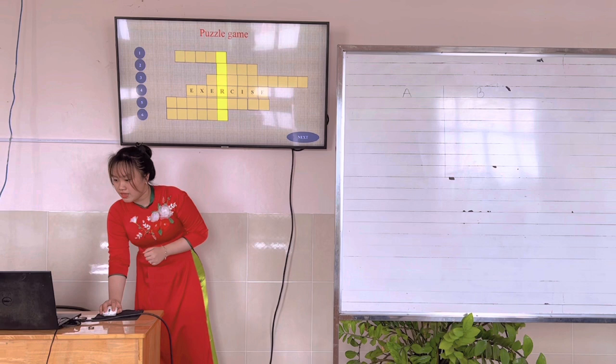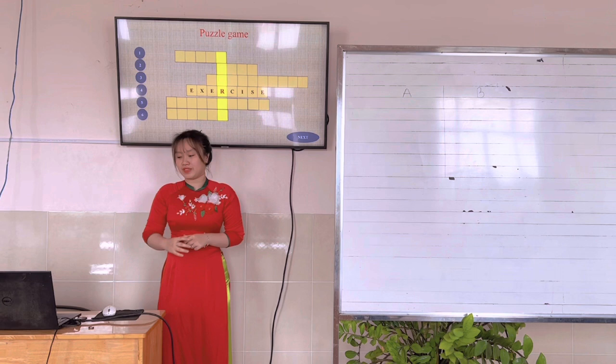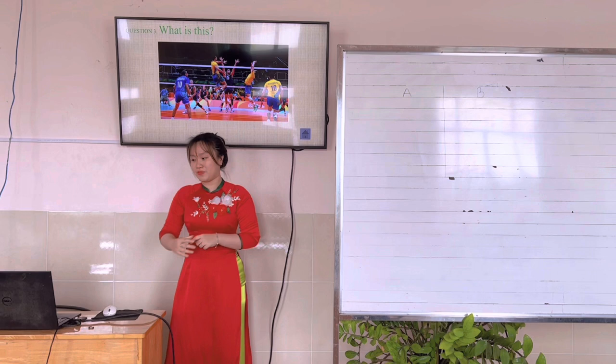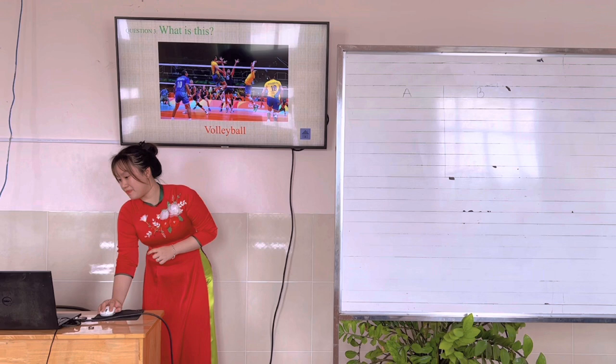Okay, now team B, choose. I choose number 3. Number 3, okay. What is this? Volleyball. Volleyball? Yes, that's right, volleyball. Good job.